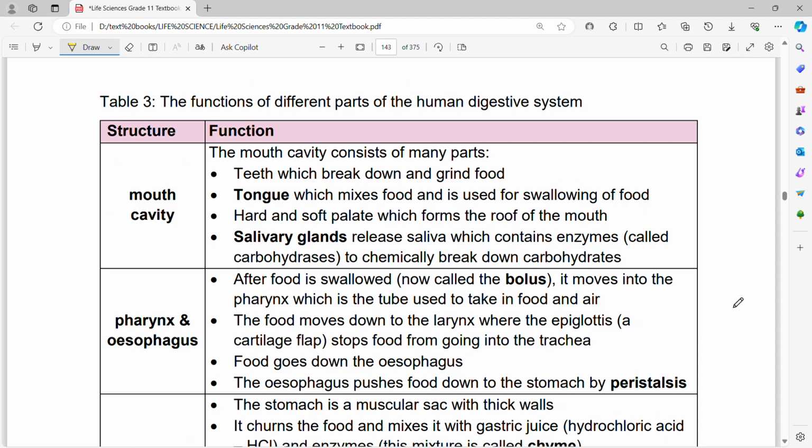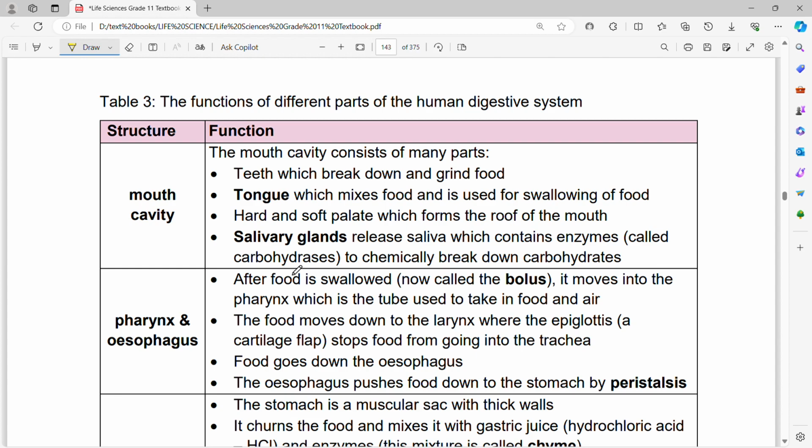The mouth cavity consists of many parts. Your teeth, which break down and grind food. Tongue, which mixes food and is used for swallowing of food. Hard and soft palate, which form the roof of the mouth. Salivary glands, which release saliva, which contains enzymes, carbohydrases, to break down carbohydrates.